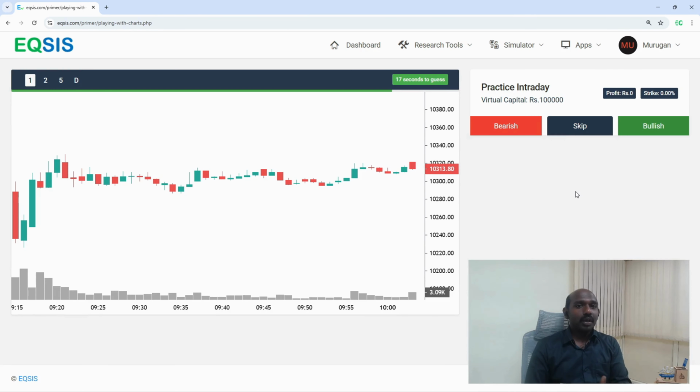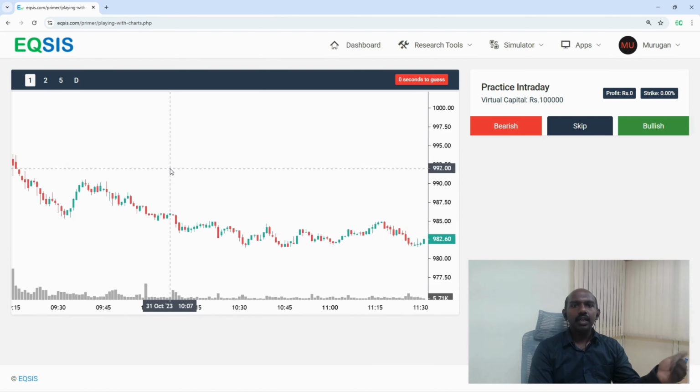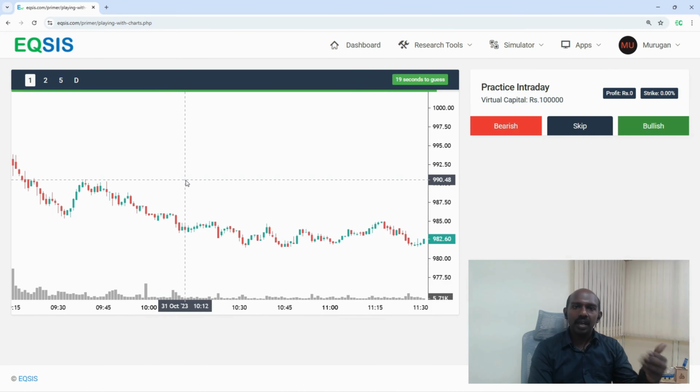Here is the tool that I'm talking about. This tool consists of two major components. One, it keeps populating random charts, but these are predated charts. Like when you mouse over here, you get to know this data belongs to 18th December. And once the time is out, it will give you another chart. So it keeps populating other charts.